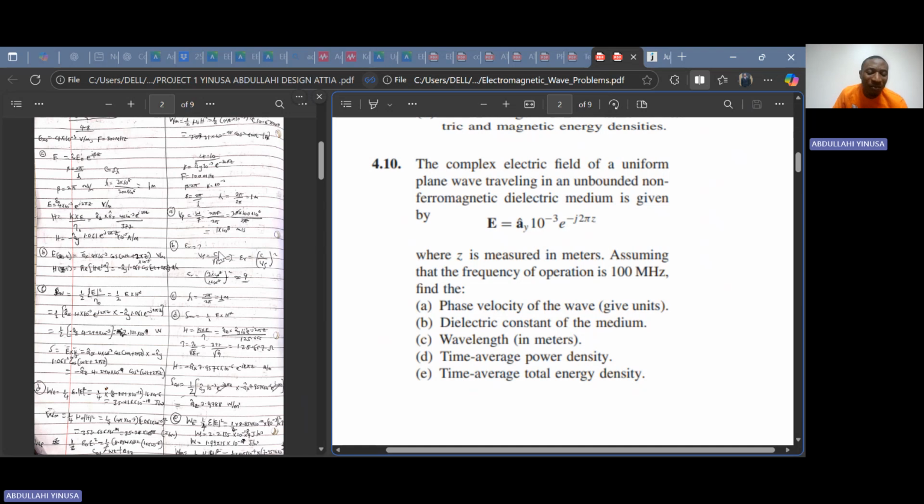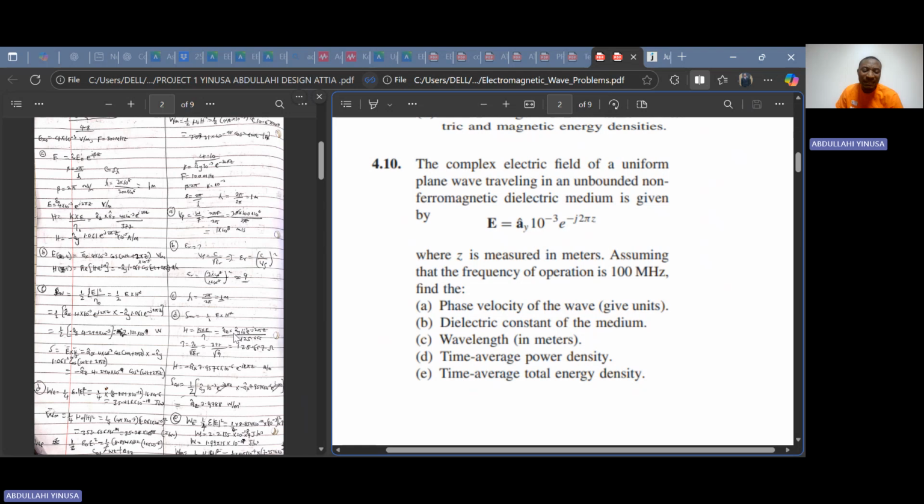Is this less than the velocity of free space, or is it greater? Less than it, yes. So the epsilon r is going to be found using C, exactly as explained earlier. The same thing is applicable to the lambda, which is 2 pi over 2 pi, where 2 pi is from beta. So that was how we were able to arrive at this.